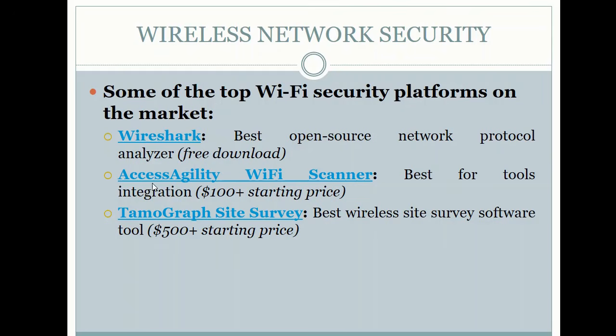And the second one is Acrylic Wi-Fi Scanner. This is one of the tools used for security integration. Its starting price is around $100+. And the next one is Tamograph Site Survey. This wireless site survey software tool costs around $500+ as a starting price. All these are some of the top three Wi-Fi security platforms available in the market, through which we can secure our network.